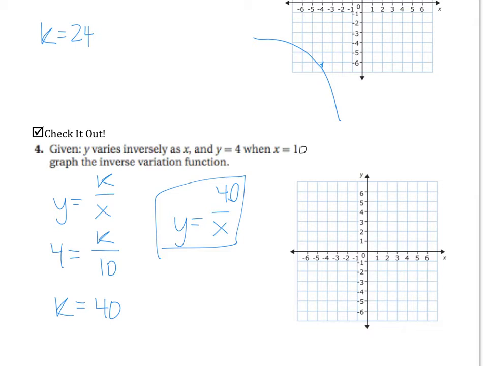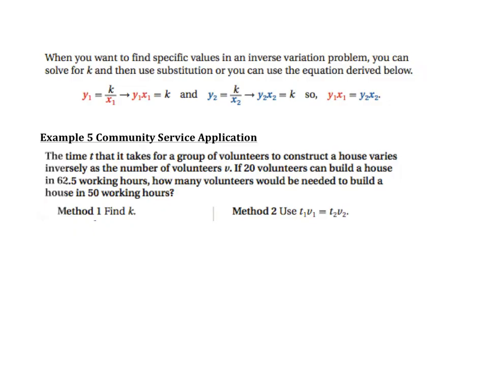This is off the charts. When x is 10, y is 4. Okay, so when we write this in a, what I'll say, proportion type form, we end up with multiplication, and I will show that in method 2.